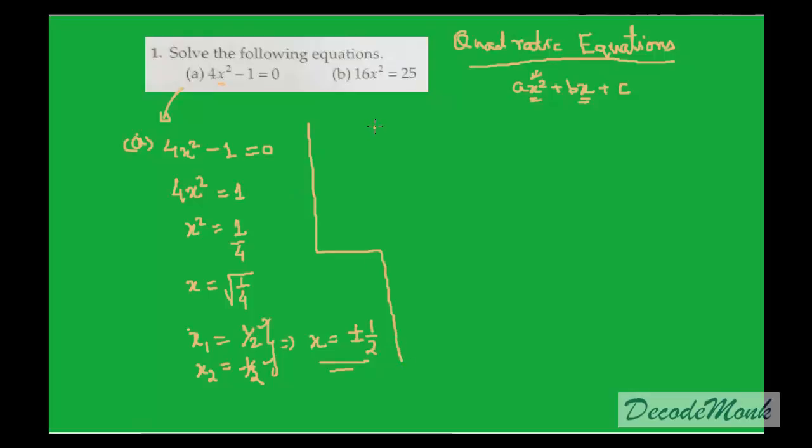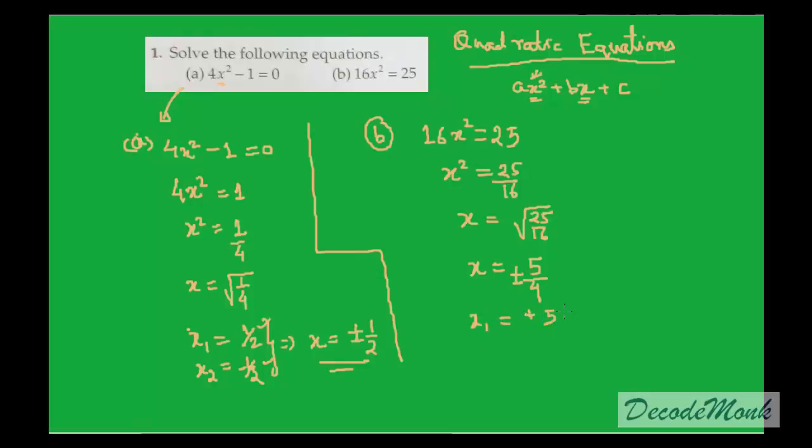Right. Part B is given as 16x square equals 25. Bring 16 to the other side of the equation, x equal to root over 25 upon 16. So x will be root of 25, which is plus minus 5, and root of 16, which is plus minus 4. Here again we have got two solutions: one is plus 5 upon 4, another is minus 5 upon 4. I hope you have understood the solution.